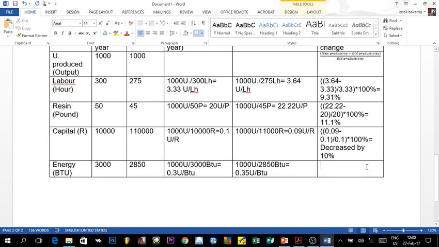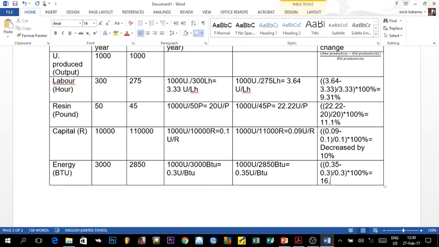Then we do the same thing for our energy. We know that we have produced 0.35 units this year, which we are going to minus the 0.3, which is the productivity of last year. Then we are going to divide by 0.3 again, and we multiply everything by 100%. So 0.35 minus 0.3, we divide by 0.3 and we multiply by 100. In this case we have a positive value of 16.67%. In this case it just means that the productivity has increased.